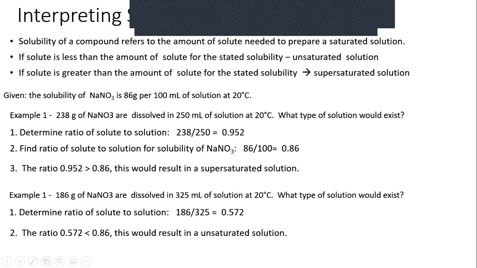So again, first, we got the solubility from the graph. We approximate it. Second, we find the ratio of solute to solution and compare it to the ratio of solute and solution for the solubility of our salt. If our solution has a greater ratio than the solubility ratio, then it's going to be supersaturated, as in example 1. If the ratio is less than the solubility ratio, it's going to result in an unsaturated solution, as in example 2. So these are some calculations you can do with solubility.